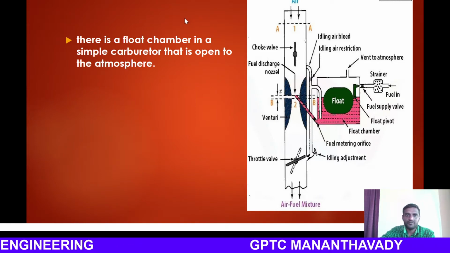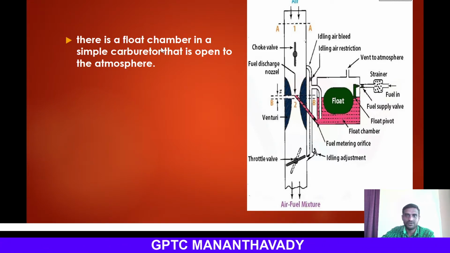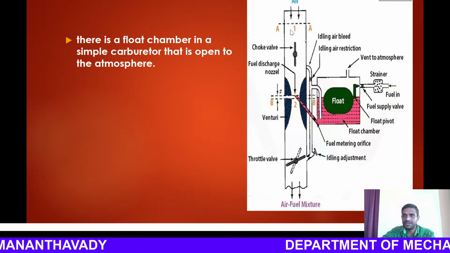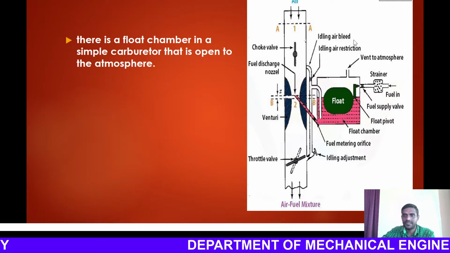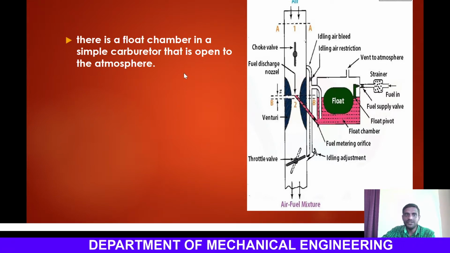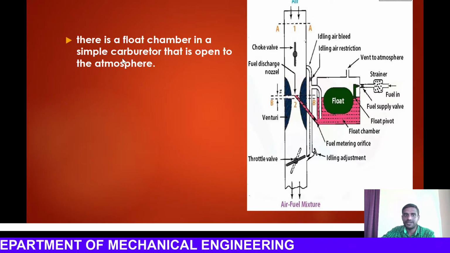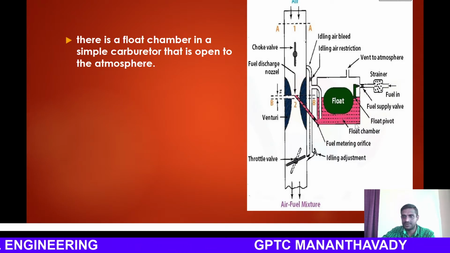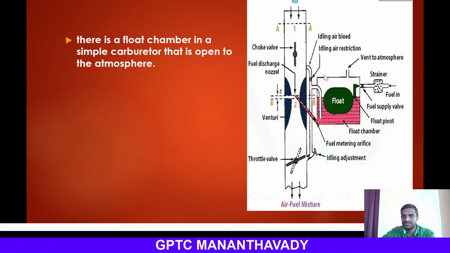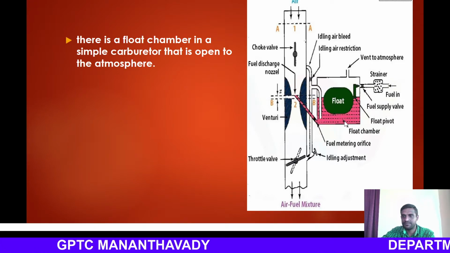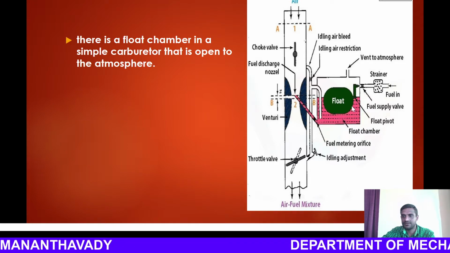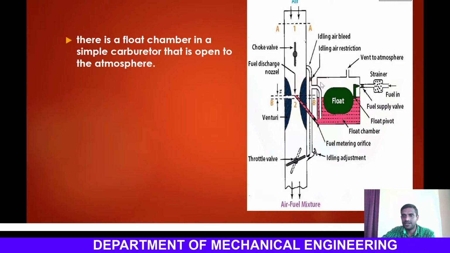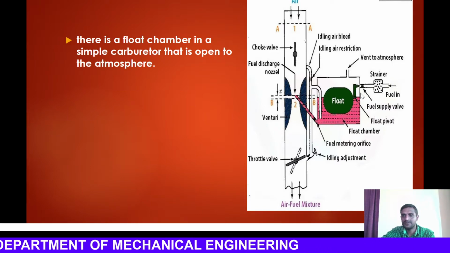Now let's discuss the various parts of a simple carburetor. You have to draw this schematic diagram of the simple carburetor. This is a schematic diagram and the various parts are shown here. First, there is a float chamber in a simple carburetor that is open to the atmosphere. This is the float chamber. You can see a pink colored part here; the pink one is the fuel, and the fuel occupies the chamber.